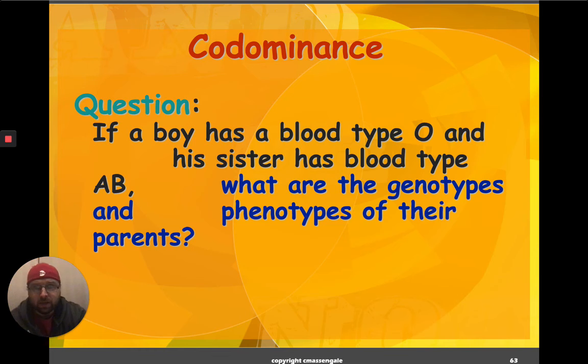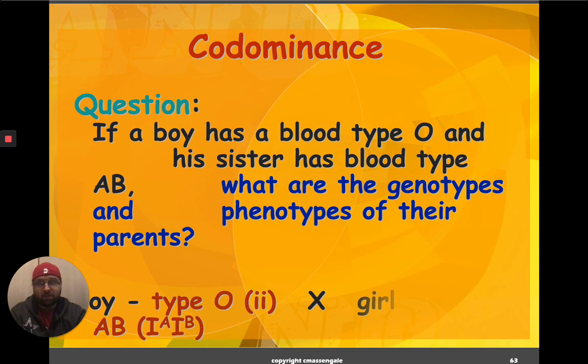So we have one last question here, again trying to drive home the idea of codominance. If a boy has blood type O and a sister has blood type AB, what are the genotypes and phenotypes of their parents? In this case, they're giving us the middle of the Punnett square, and we have to fill in the outside of it. So the boy's genotype, since he's type O, has to be small i, small i, and the girl has to be I^A I^B, because she's type AB blood.